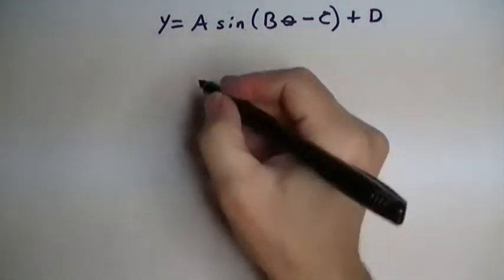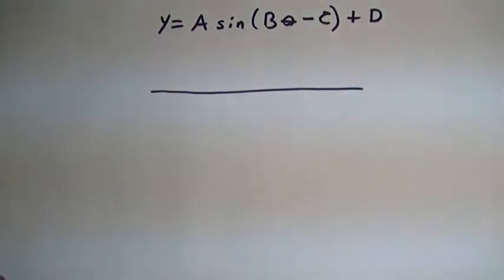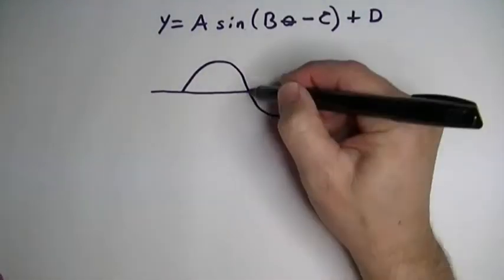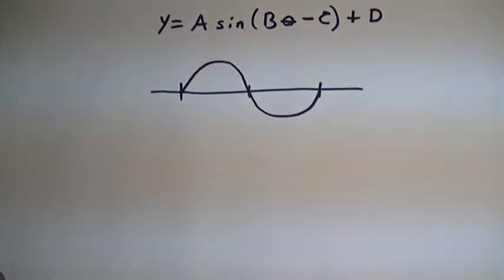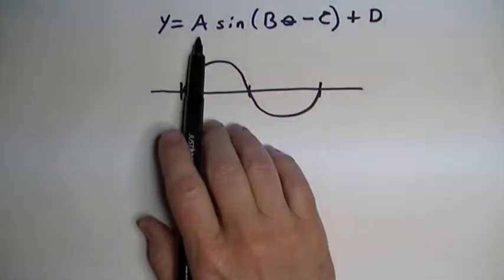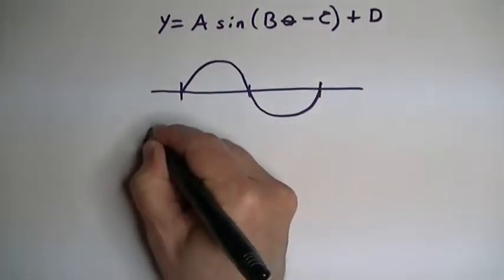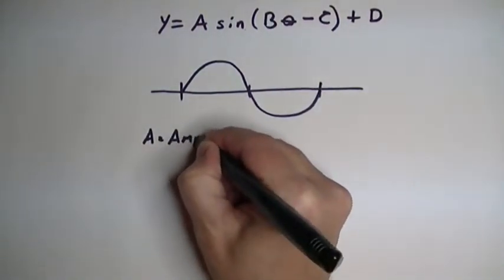So let's just go ahead, and we know that this thing is basically going to look like a sine wave. So let's just draw a sine wave. Okay. Now, we don't know what these numbers are, but we can talk about what effect they're going to have on this graph. So let's start with the A because it's the simplest. A, and easy enough to remember, is going to be your amplitude.